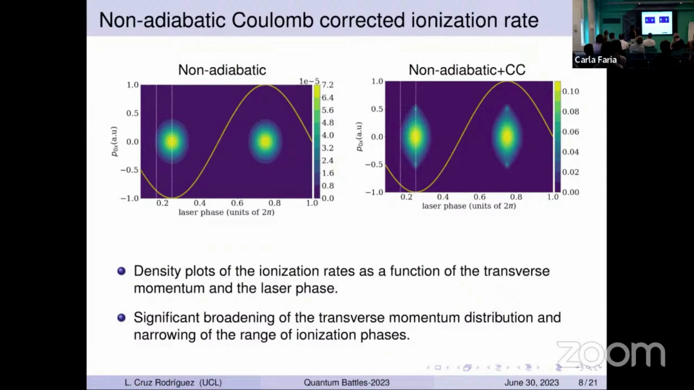On the left, you can see the density plots of the ionization rate as a function of the transverse momentum. I didn't mention that, but we have a two-dimensional problem. So I will be talking about the direction perpendicular to the field and along the field polarization. So this is the direction transverse to the field polarization, and this is the laser axis. And we can see that when we add the Coulomb correction, that's the CC there, the distribution broadens along the transverse field direction significantly, and we have a small narrowing along the laser axis.